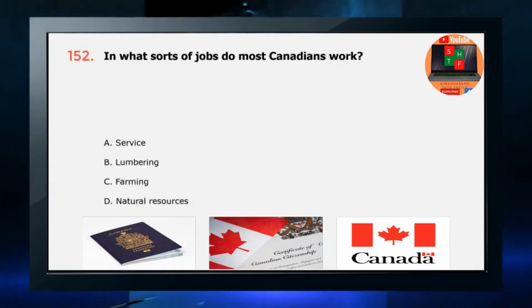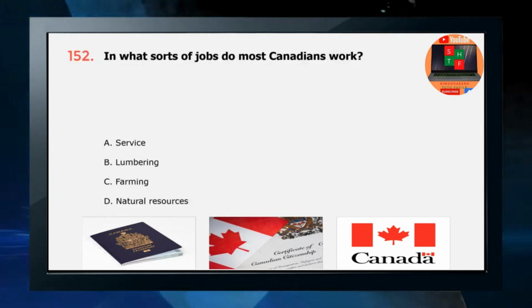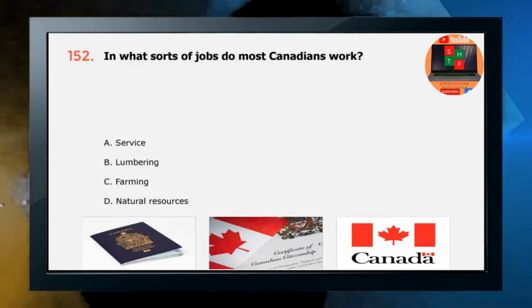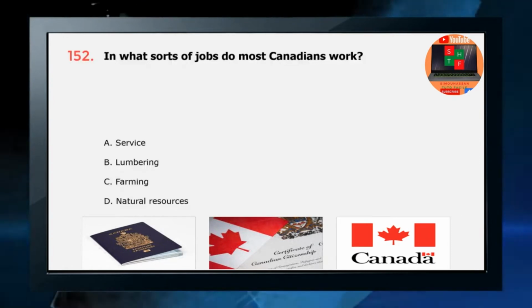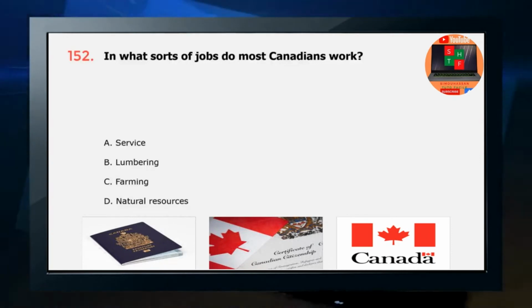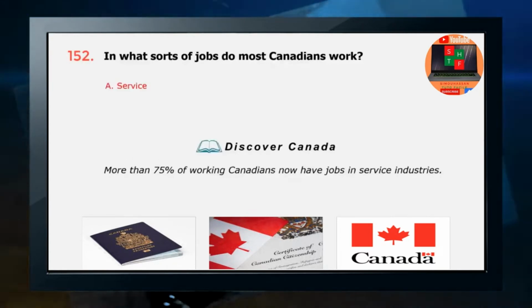Question 152. In what sorts of jobs do most Canadians work? A. Service. B. Lumbering. C. Farming. D. Natural resources. The answer is A. Service.